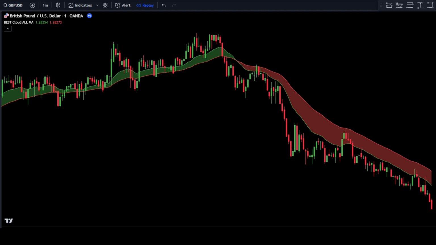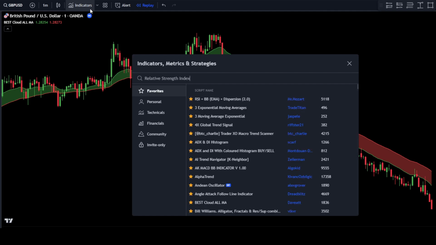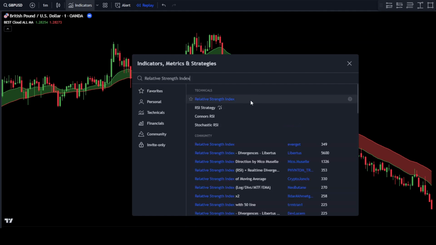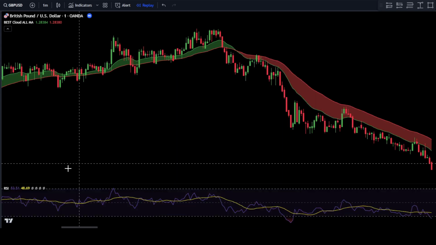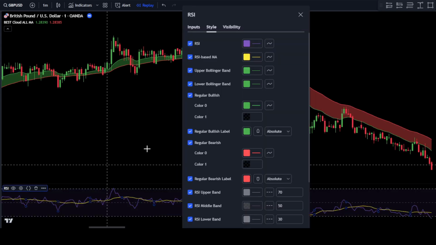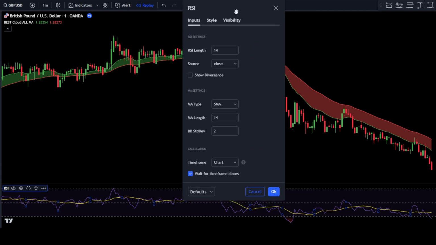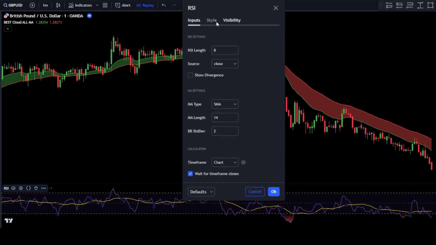Now, let's add the second indicator, which will be used to guide you in placing orders in the market. Go to the Indicator Search tab and type in RSI or Relative Strength Index. Then, make some adjustments to the RSI indicator. Go to the Settings tab of the RSI indicator. In the Input tab, change the RSI length to 8. Then go to the Style tab.